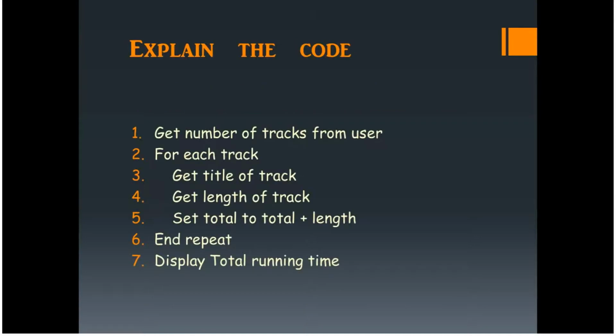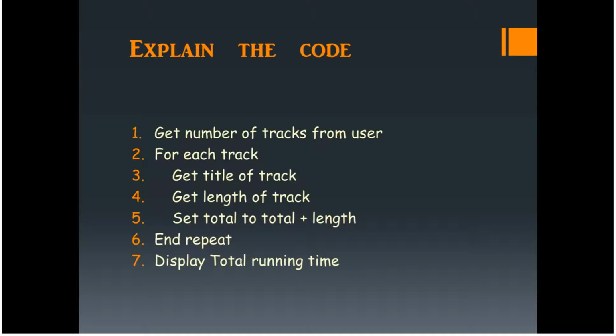Let's look at line 2, for each track. Now we know that for each track is a fixed loop. Now the way we do the fixed loop or any loop is we look at where the for and where the end is. So I can see the end is at line 6. So what lines does that mean I'm repeating? Well, I'm repeating everything in between the begin and the end. Line 2 is my begin for each track. Line 6 is my end repeat.